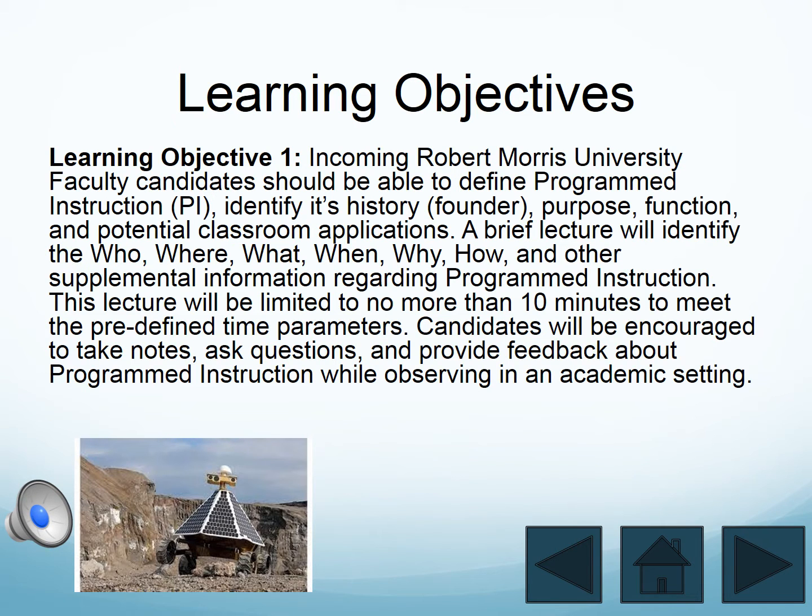Learning objectives and intended outcomes. Incoming Robert Morris University faculty candidates should be able to define programmed instruction, or PI, identify its history, which is its founder, purpose, function, and potential classroom applications. A brief lecture will identify the who, where, what, when, why, how, and other supplemental information regarding programmed instruction.